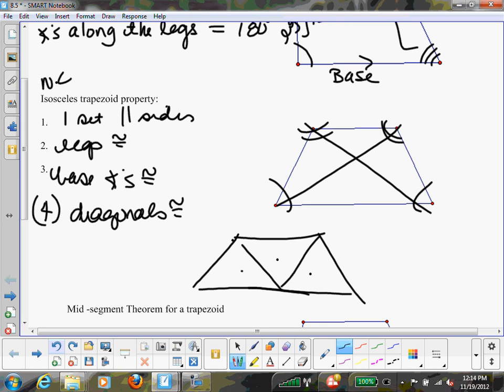Look it up for me. Not right now, but yeah, look it up. So actually, for the fourth information is that the diagonals are congruent, but only in an isosceles trapezoid. Okay? Only in an isosceles trapezoid.